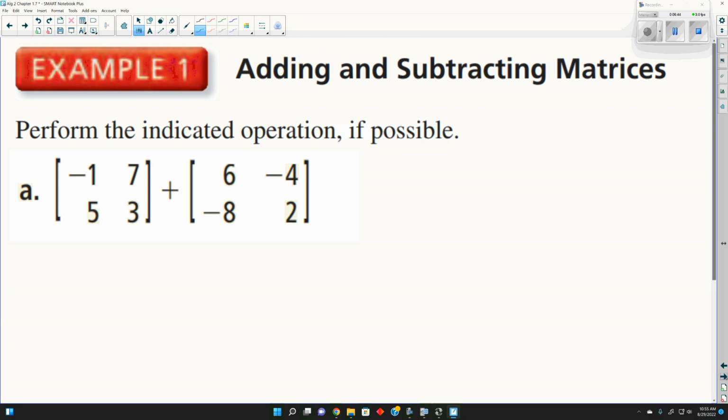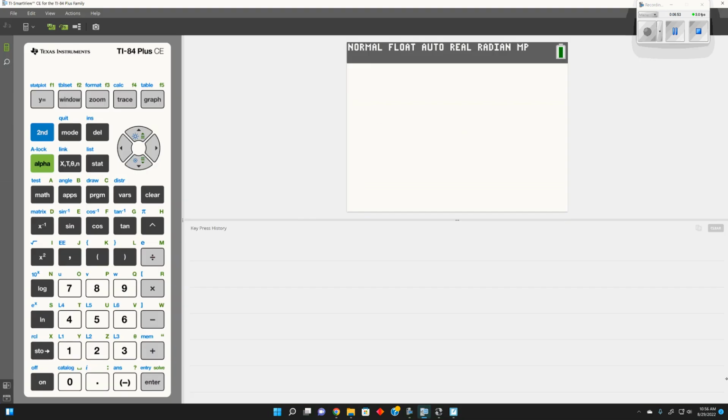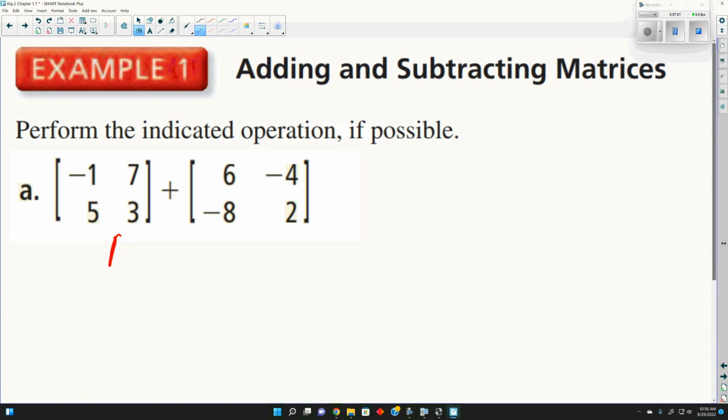So, looking at this next one, can we add these two together? Yeah, because we have a 2 by 2 and a 2 by 2. Now, if we wanted to, we can actually use the calculator to do this. What we can do is define the first one as matrix A, and define the second one as matrix B, and then add those two together.